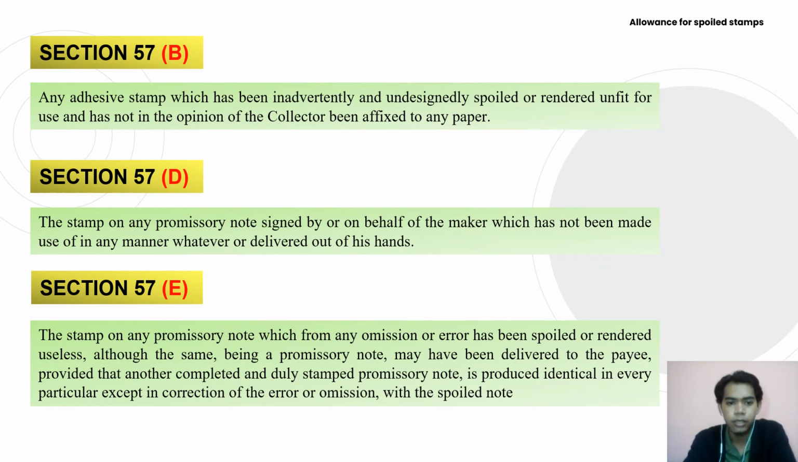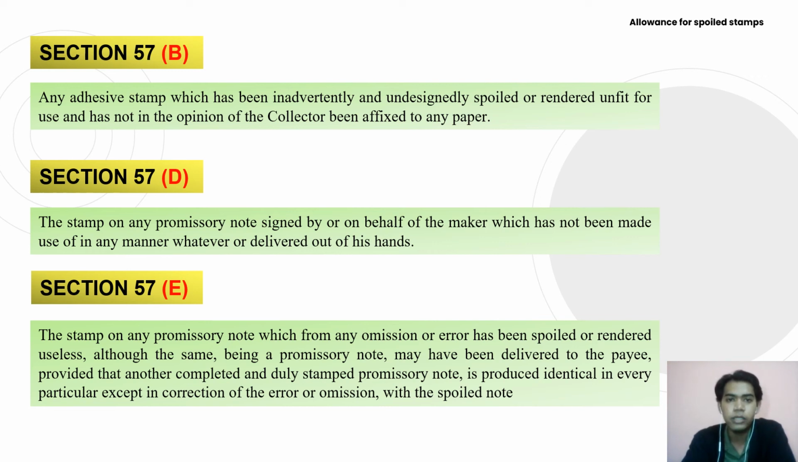57B, the important thing you have to be concerned about is that the stamp has not, in the opinion of a collector, been affixed to any papers. The collector here refers to the IRB and the Minister of Finance, perhaps because they are the collectors for the stamp duties.